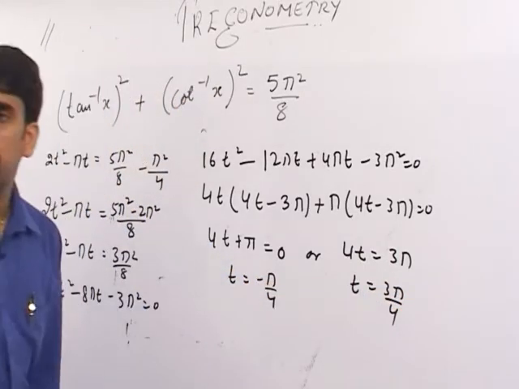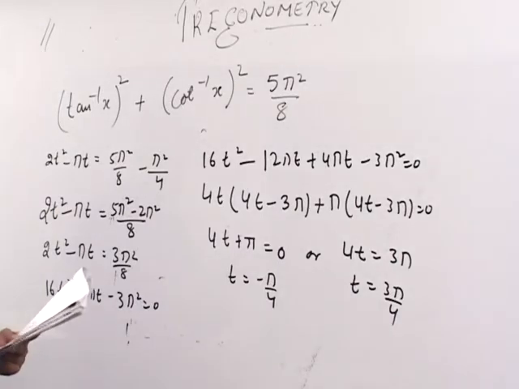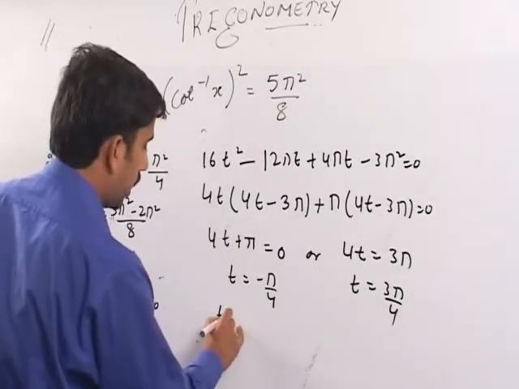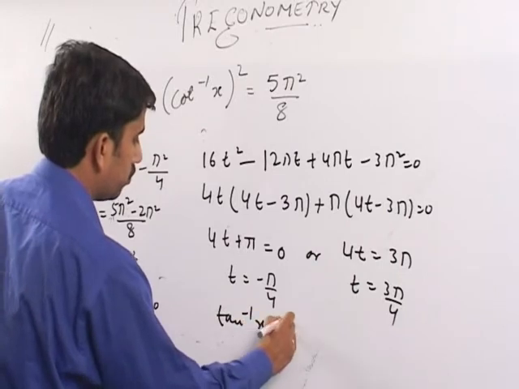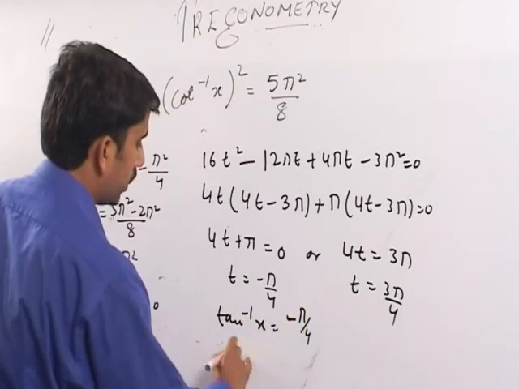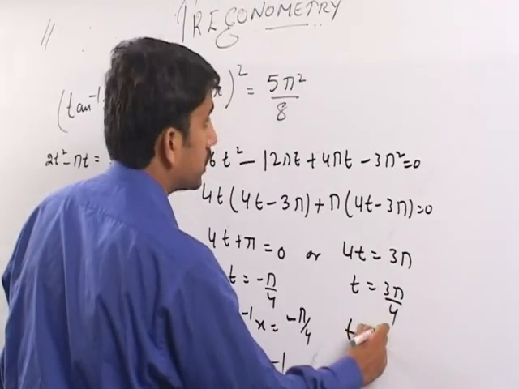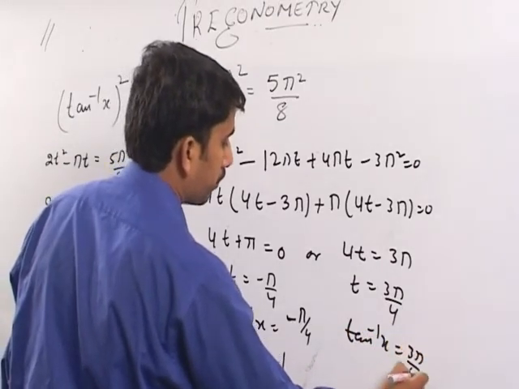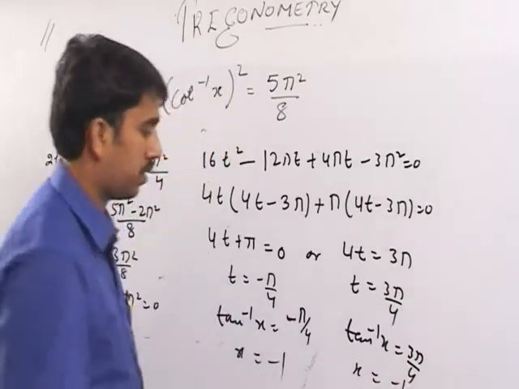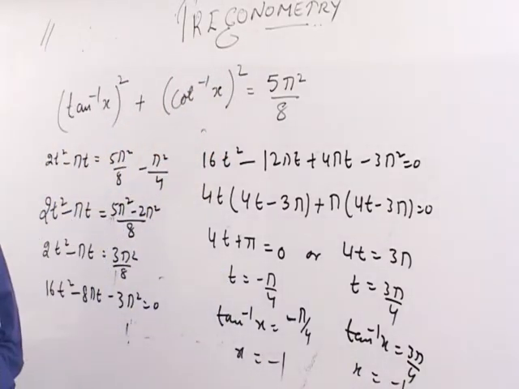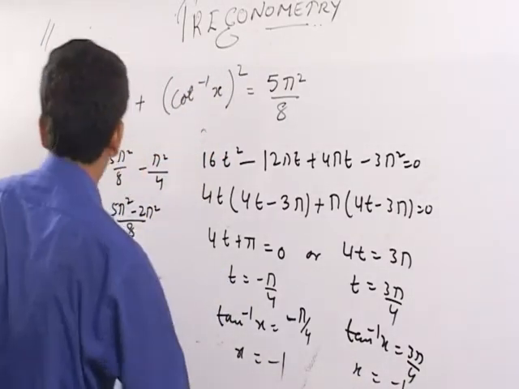Now t was tan inverse x. Therefore, tan inverse x is equal to minus pi by 4, or x is equal to minus 1. From here also you will get tan inverse x is equal to 3 pi by 4 and x is equal to minus 1. So your answer is x is equal to minus 1.